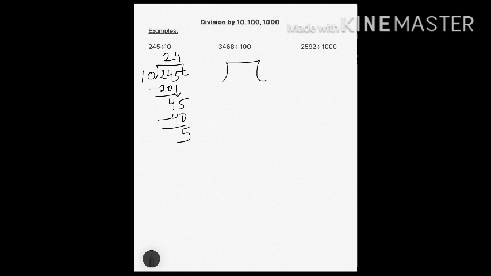Now division by 100. 3, 4, 6, 8 is the dividend. I will take the first 3 digits. Here it is 3 times. It will be 300 here. When I subtract, I'll get 46 here. I'll bring down 8 and again it will go 4 times. That is 400. So I will get the remainder 68. Now when I'm dividing by 100, I'm getting a 2-digit remainder. When I'm dividing by 10, I got a 1-digit remainder. So pay attention to the results.